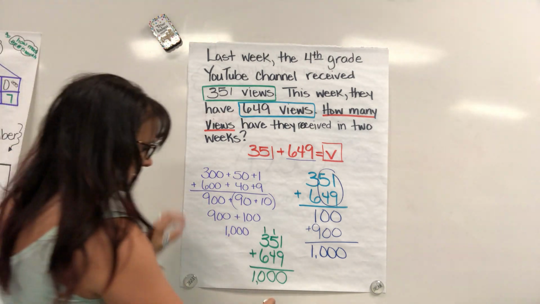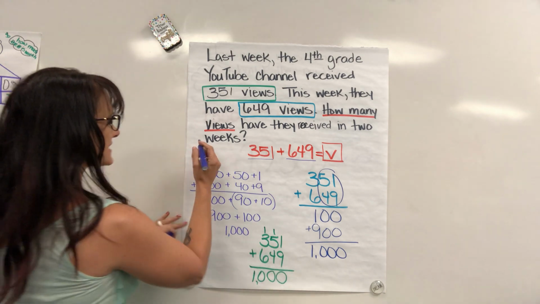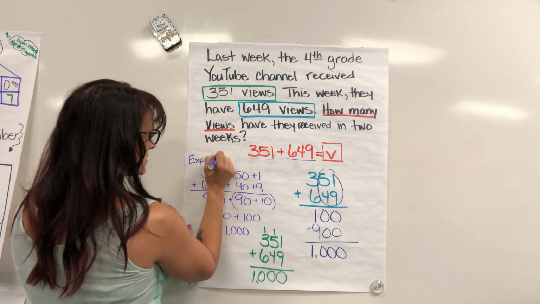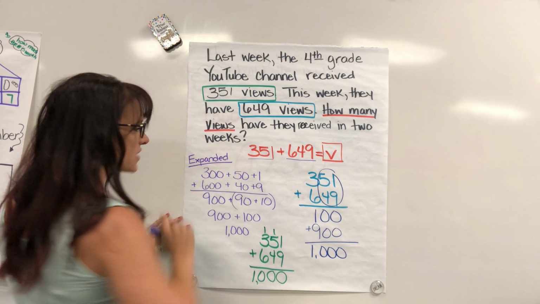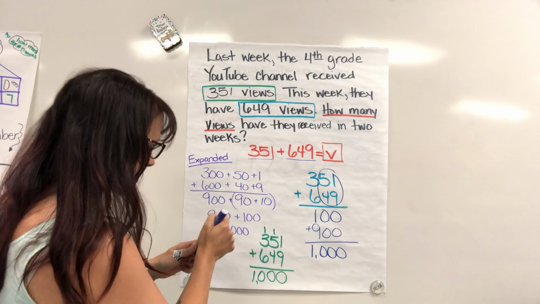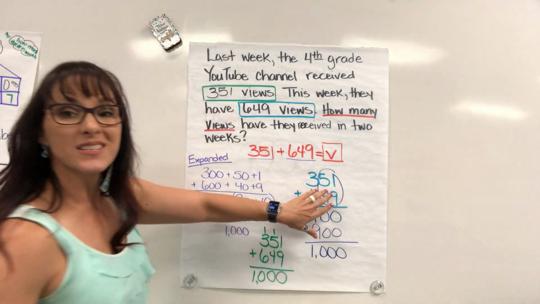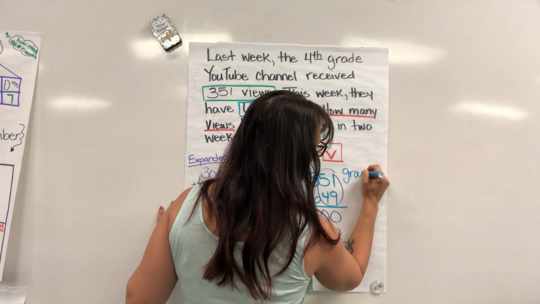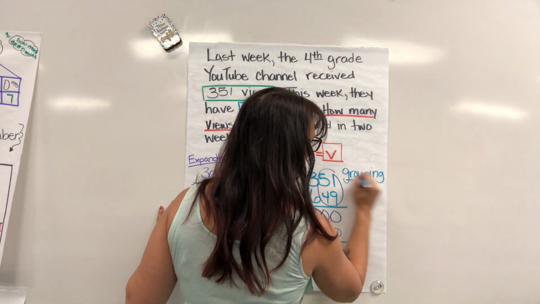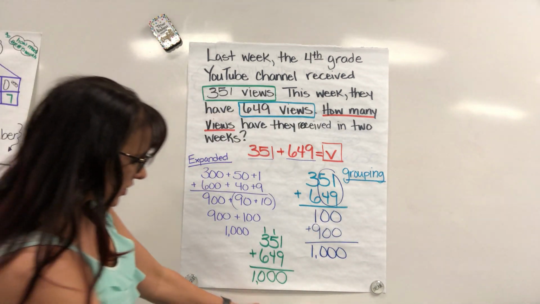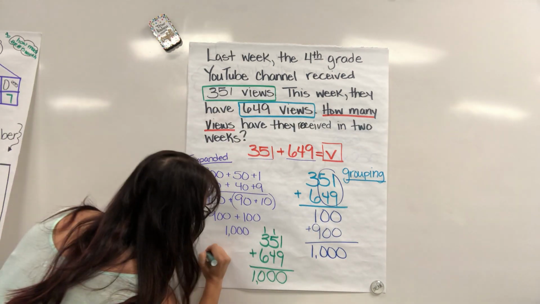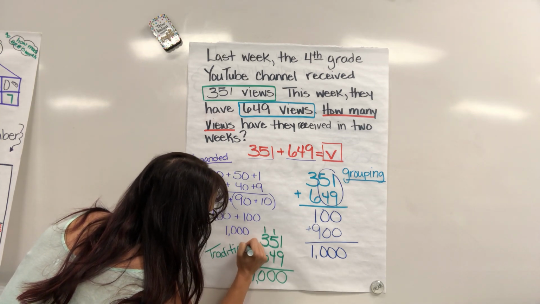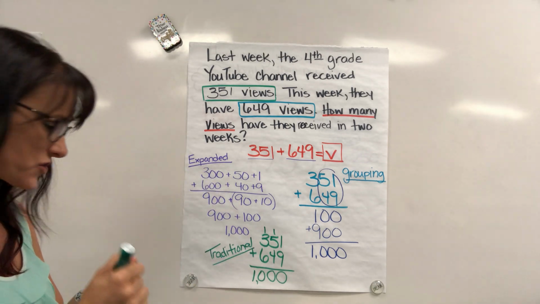So what I want you to do is I'm gonna label all of these. So this one here that we did in purple, this is our expanded. That is our expanded strategy, okay? Our blue one over here, this was our grouping strategy. Okay, and then our one down here in green, this was our traditional. That was our traditional strategy.